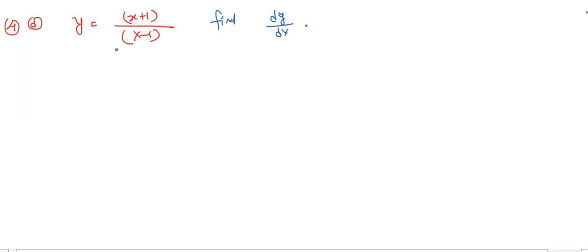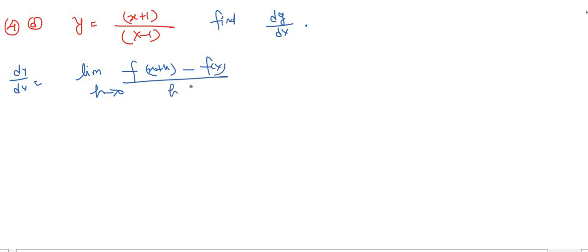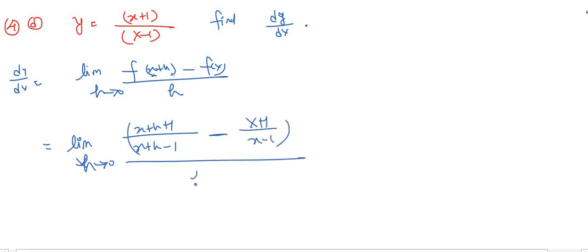So this is the question D part, x plus 1 by x minus 1. So using first principle method, we have to find dy by dx. So let me write down the limit. It has to be f of x plus h minus f of x by h. So what we will get, limit h tending to 0, f of x plus h. So what it will become, x plus h plus 1, x plus h minus 1, minus f of x. So f of x will be x plus 1, x minus 1, divided by h, correct?